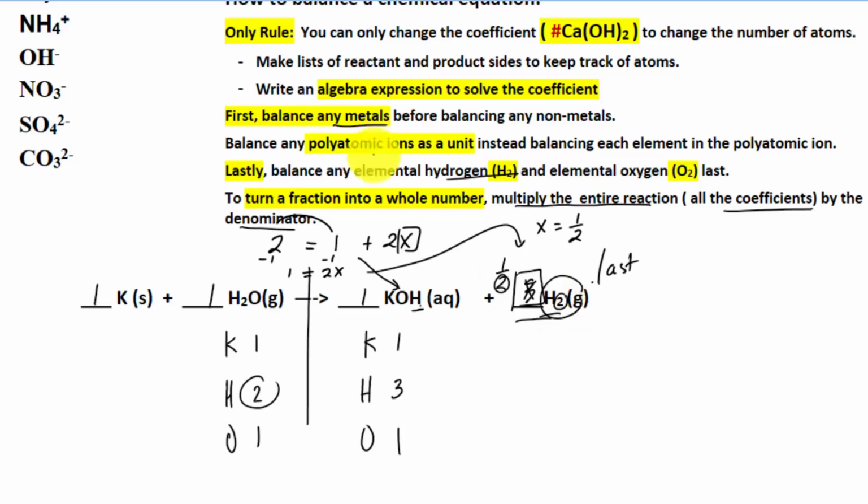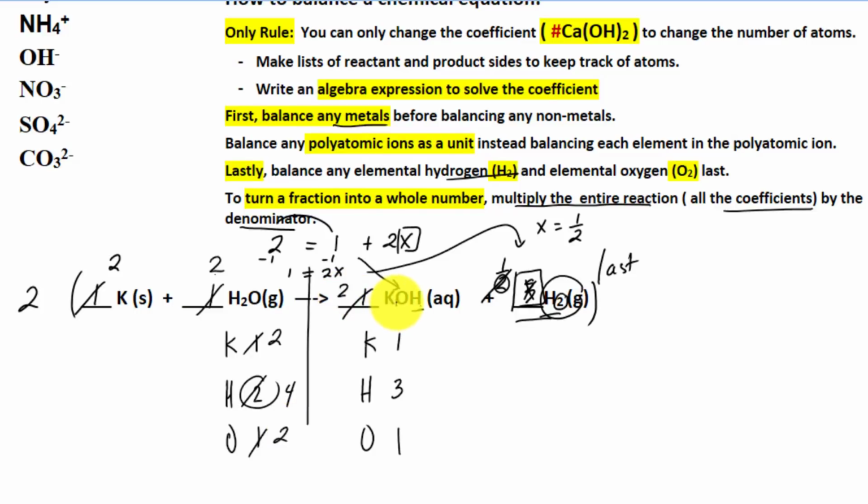So I'm going to multiply everything by 2. This is going to give me 2. This is going to give me 2. This is going to give me 2. And this is going to give me 1. So let's count all the elements all over again because we have multiplied all the coefficients. In this case, potassium, which is K, I get myself 2. For hydrogen, I have 2 times 2, which gives myself 4 hydrogen. How about the oxygen? 2 times 1 gives myself 2. That's on the reactant side. Now on the product side.